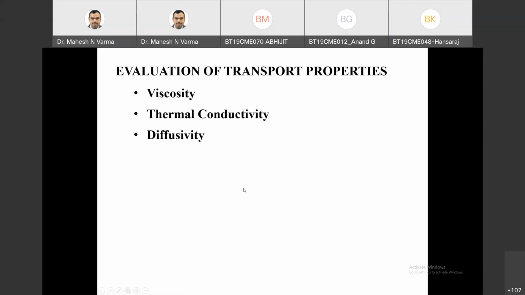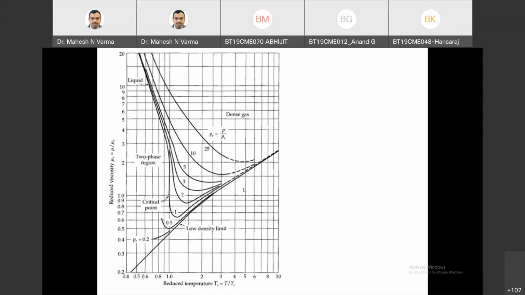Okay, so we'll start with viscosity, and this is first an empirical graph. Again, this is not a theoretical graph, this is an empirical graph. People have done thousands of experiments, and some people have compiled all the data and tried to put the information in one graph. So what is this graph? On the y-axis there is the reduced viscosity, which is the ratio of viscosity to the viscosity of the compound at the critical state. On the x-axis it is the reduced temperature.